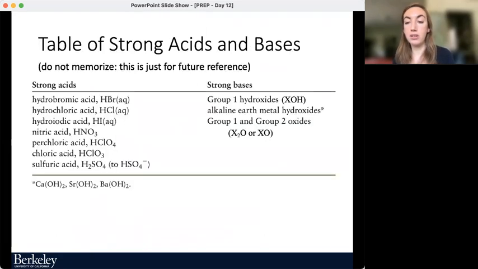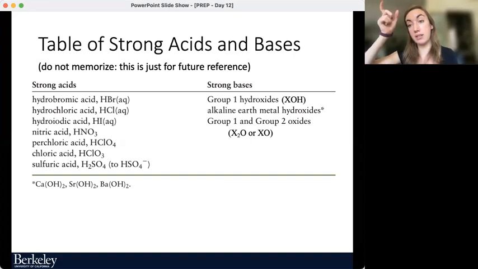So there are some rules for figuring out if something is going to be a strong acid or a strong base. Don't memorize this, but this is just a useful reference. There's a list of things that are strong acids: HBr, HCl, HI, etc. Strong bases are group 1 hydroxides. What that means is there's this X, which is a group 1 element, that first column on the periodic table, with OH. A hydroxide is just something with OH.